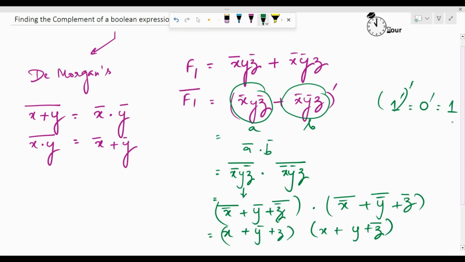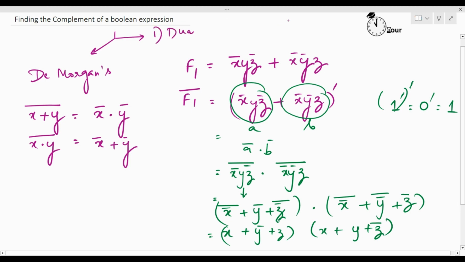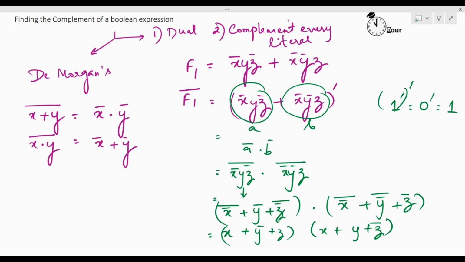Then what is the second method that I'm talking about? This is a very simple way. It's a two-step process. The first step is you need to find out the dual for the expression, and the second step is to complement each and every literal in the expression. Every input that is used here, X, Y, Z, each of these are literals. So how do we do it?